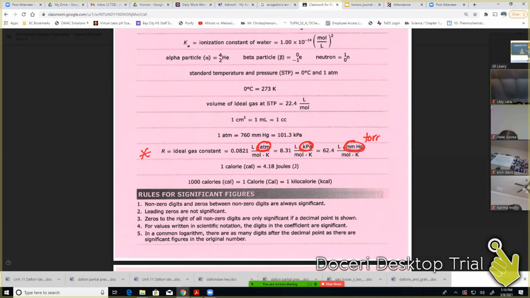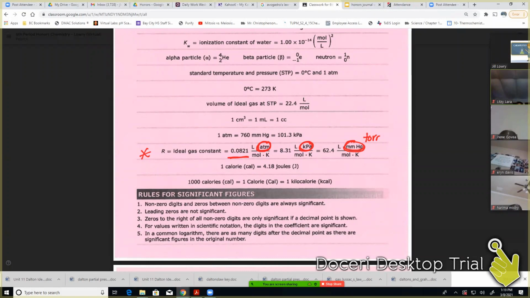Some people choose to convert the pressure always to atmospheres, and then they would always use this value because that's the most common one. I don't do that. I choose to just leave my pressure if it's given to me like it is and change my R. And you don't have to memorize these because you'll have your pink sheet. So the difference is just what the pressure units are.